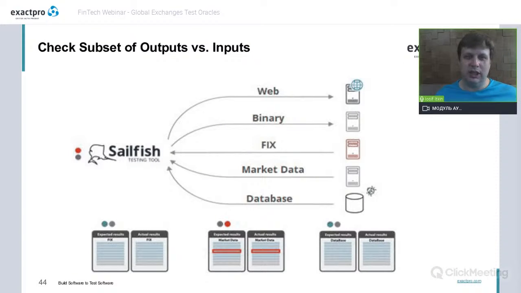data. Of course we can put test oracles and test scenarios to check the data that we received from drop copy, from market data, from what is stored in the database, what is written into the log files, etc. But always we will have a limited subset of checks. We will set only a limited subset of output states, data, and environmental impacts.